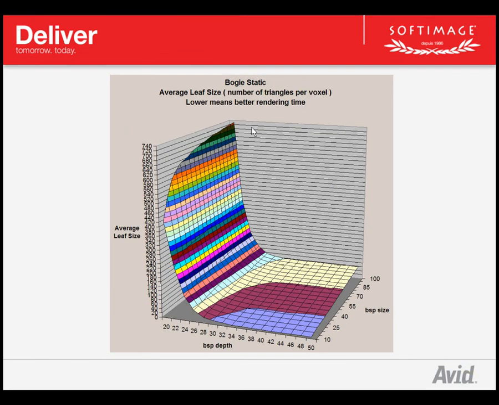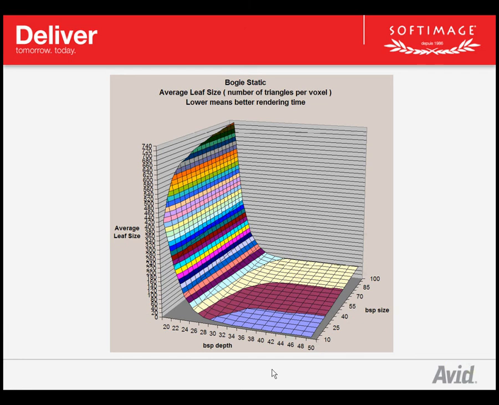This is another one that shows the average leaf size. The average leaf size is the average number of triangles contained in a voxel. So obviously the lower this value is, the better the rendering time is going to be. In the perfect world, let's say we put the size small and we put the BSP depth high, then obviously that is going to create a very deep tree, and because the tree has a lot of levels, the average leaf size is going to be very, very low.